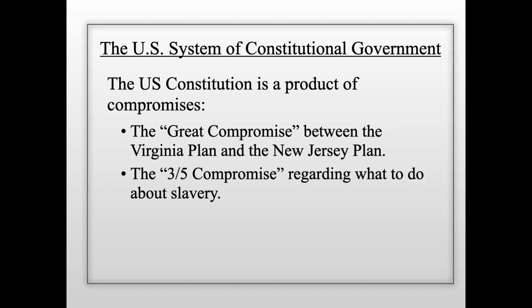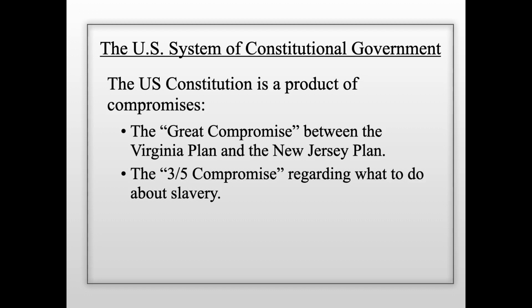And so what they decided to do was to split the difference and create a Congress that represented both of these plans. So the Great Compromise between the New Jersey and Virginia plans decided to create a bicameral legislature, a legislature that has two houses, the U.S. House of Representatives and the U.S. Senate. And the U.S. House of Representatives would be a house where representation would be based on population, so that bigger states would have more representatives than smaller states. But the Senate would be based on equal representation so that every state would have the same number of representatives, no matter how big they were or no matter how small they were.